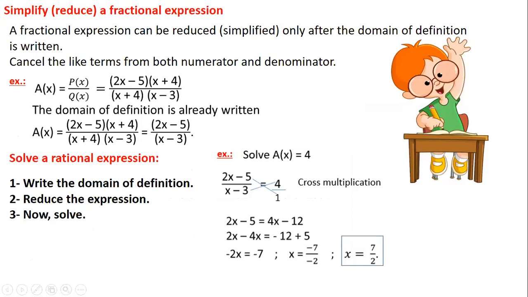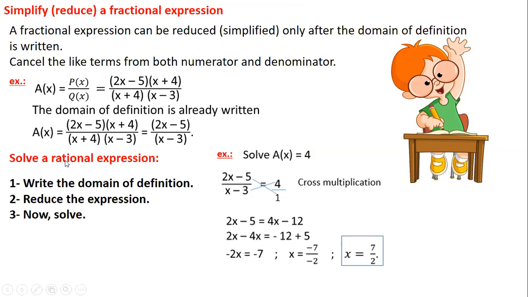Now, after writing the domain of definition, we can simplify or reduce a fractional expression. To simplify a fractional expression, we should find a common factor between both the numerator and denominator. If we look at this fractional expression, we can see that in the denominator and numerator, we have a common factor, the binomial x plus 4. So the binomial x plus 4 cancels the binomial x plus 4, and I get the simplified form of a of x, which is (2x minus 5) over (x minus 3).